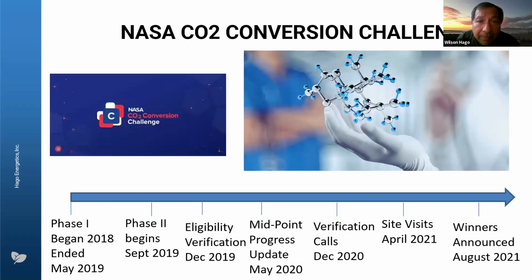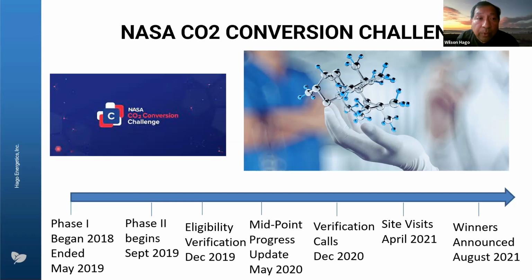So NASA came out with this challenge, put it out in the world, starting in 2018. Basically, okay, how do we convert carbon dioxide and water to sugars? And particularly, they were focused on glucose. And then this contest began in 2018.